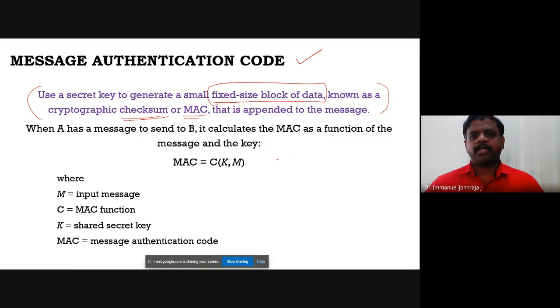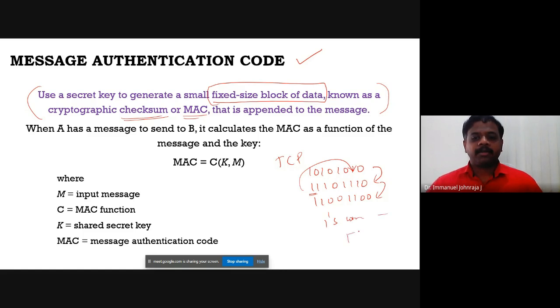If you have forgotten, I can help you recall how we calculate the TCP checksum. If there are two words, for example, 10101010 and another word 11101110, and a third word 1100, we know how to calculate the checksum. We sum up these, and if there is any carry, we go for wraparound. Then you take the one's complement. That will be your checksum that will be sent across.